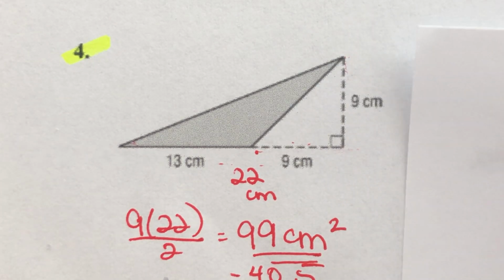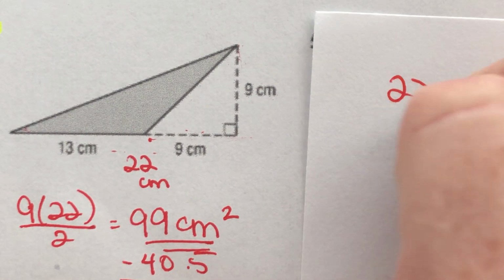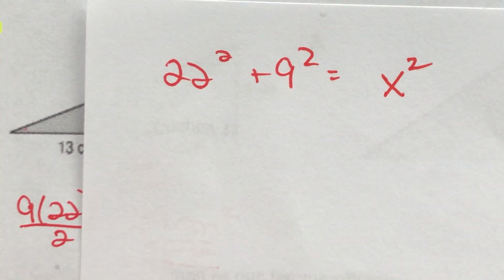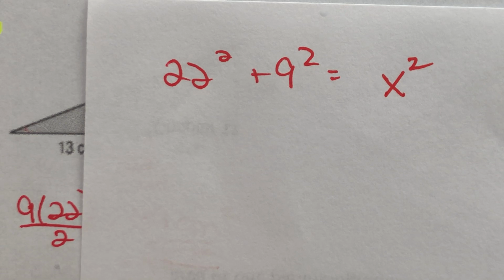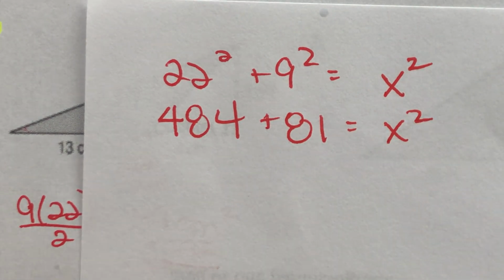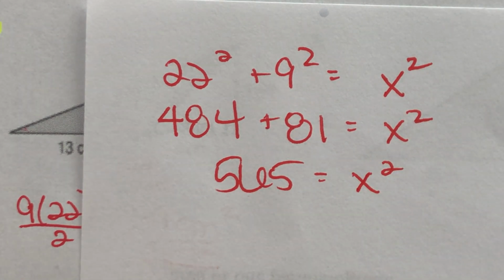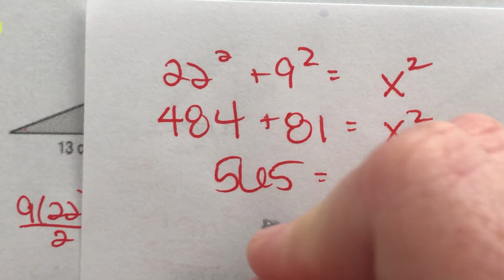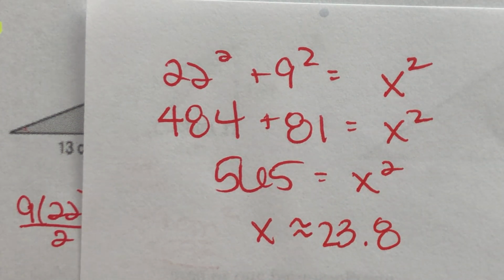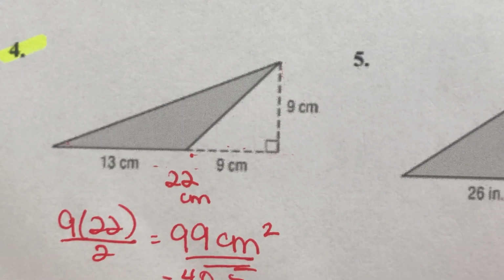Okay, so for this whole big triangle, the bottom is 22, the side is 9. So we're going to do 22 squared plus 9 squared, and that's going to equal the hypotenuse squared, which is what we want. 22 squared is 484 plus 81 is 565. And when I take the square root of 565, I get about 23.8. I rounded it. So the length of this long side here is about 23.8 centimeters.